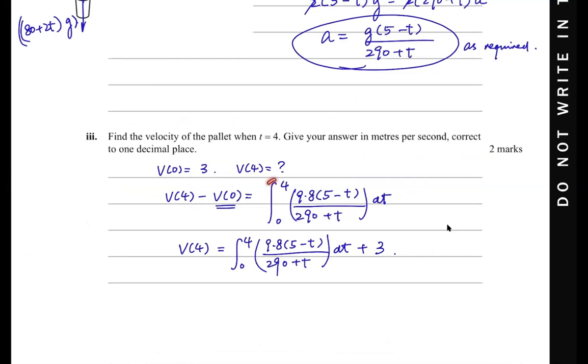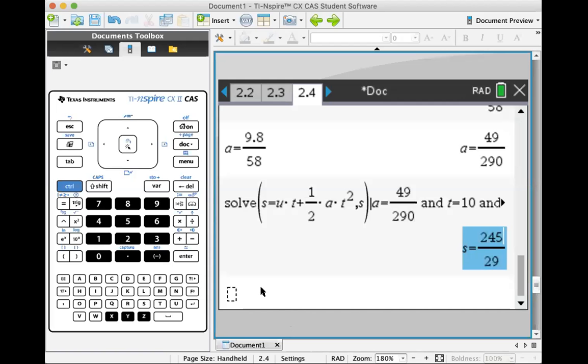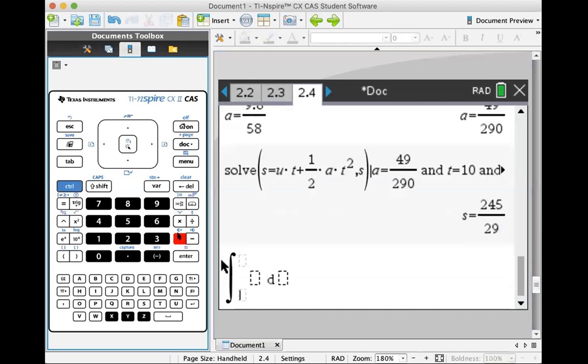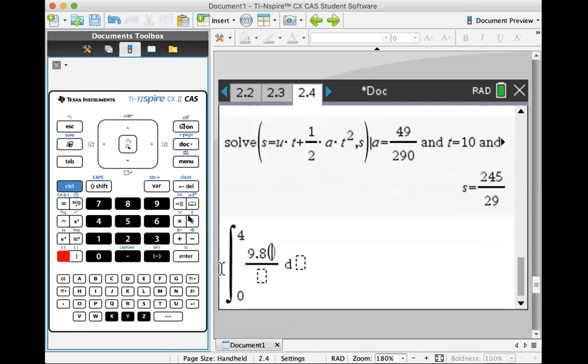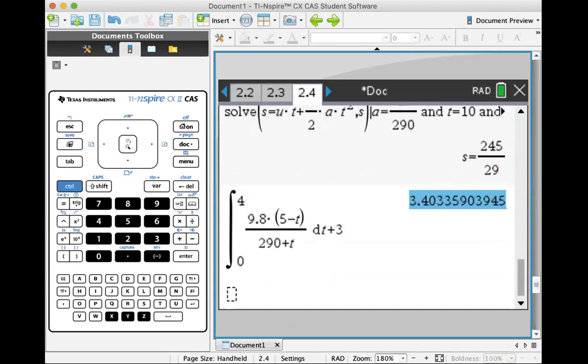And it's not enough for us to just calculate the definite integral. I think you must use this form here, okay? So, get our CAS calculator and see how we go. Zero to 4, 9.8, comma, 5 minus t, 290 plus t, dt, plus 3. Control Enter. Yes, 3.4. That is your final answer.